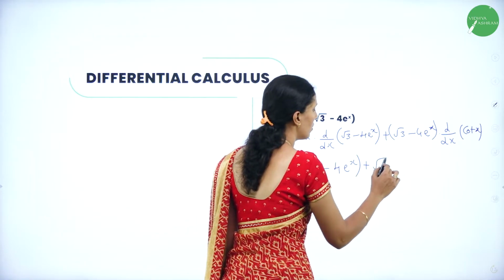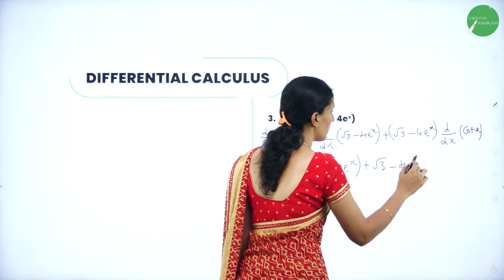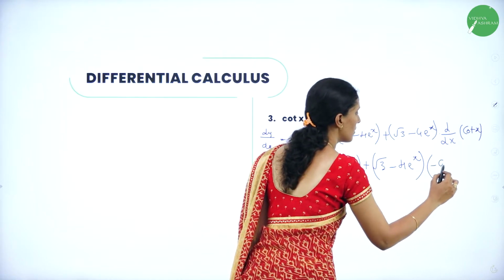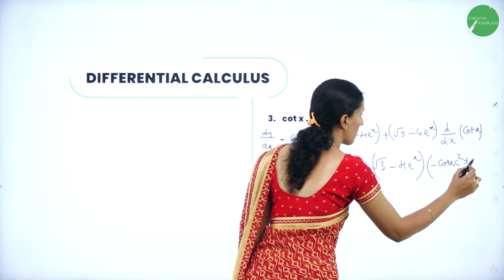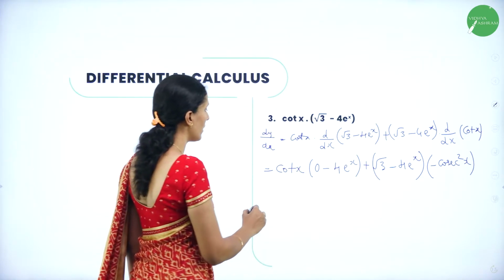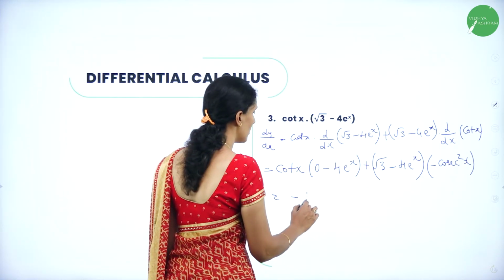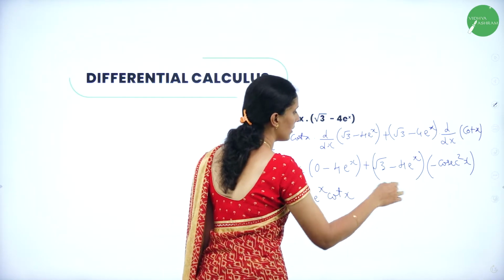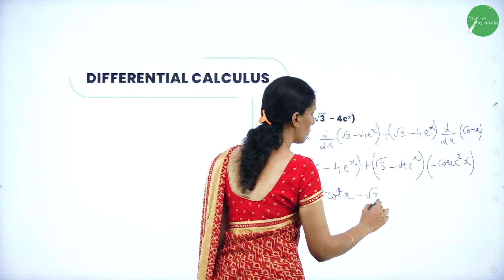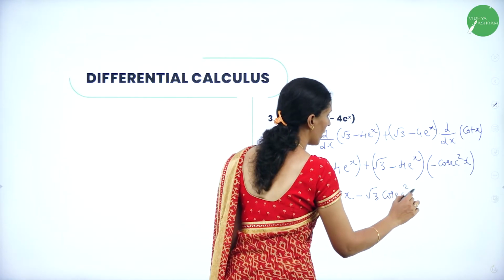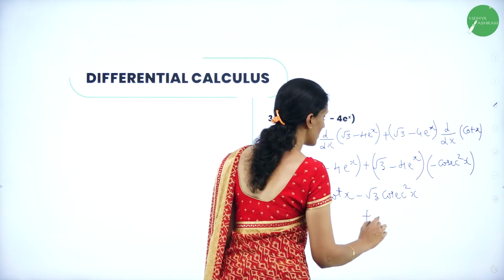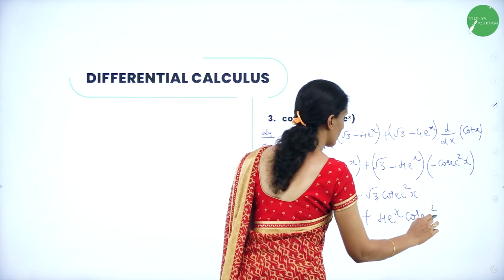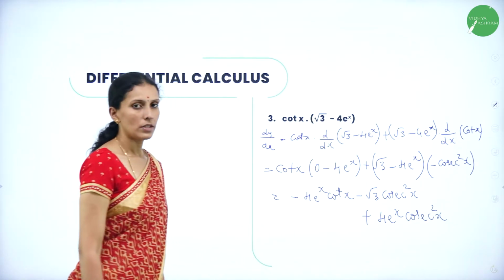Next we have here root 3 minus 4 e power x. Derivative of cot function is minus cosecant square x. So on solving this, here minus 4 e power x cot x, and here you can write minus root 3 cosecant square x, minus into minus plus 4 e power x cosecant square x. So this is the answer.